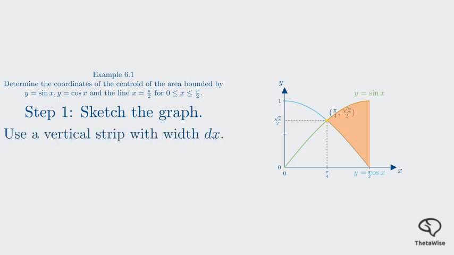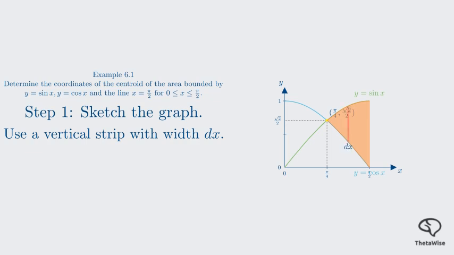Now we need to choose a strip. A vertical strip seems most appropriate here because for any given x value, the upper curve is always y equals sin x and the lower curve is always y equals cos x. This makes it easy to define the height of our strip. So we'll use a vertical strip with width dx.